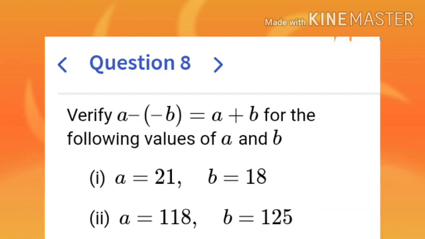There are two subdivisions in the question. First subdivision, the value of a is 21 and b is 18. Then the second subdivision, the value of a is 118 and the value of b is 125. And also in the above statement, two expressions were given. One is on the left hand side, another one is on the right hand side. The left hand expression is a minus of minus b and the right hand expression is a plus b.